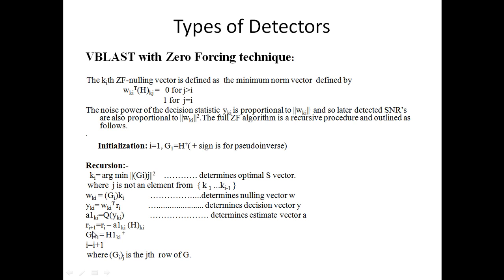And lastly you get the elimination of this particular estimate from the received vector. So you have a new received vector r_i plus 1, which is the old one r_i subtracted with the estimate of the transmitted vector. Then you change your channel matrix to H with column ki removed, its pseudo inverse, and you increase the iteration value to go on to the next iteration.